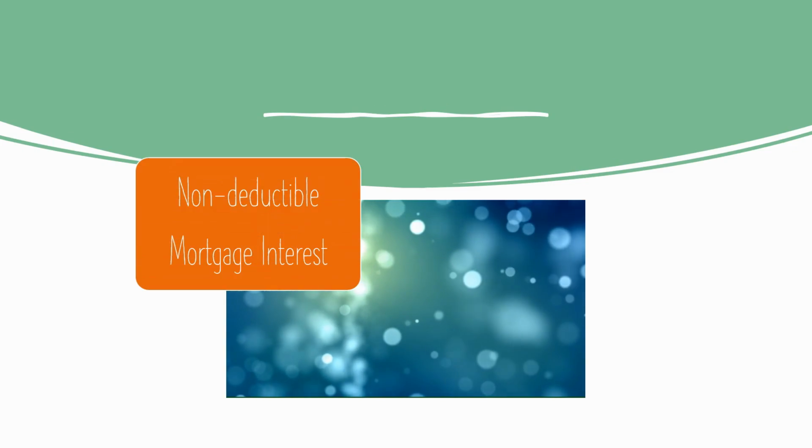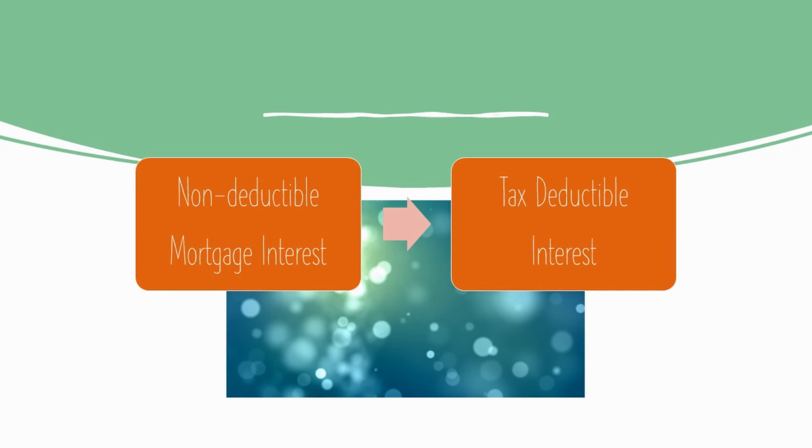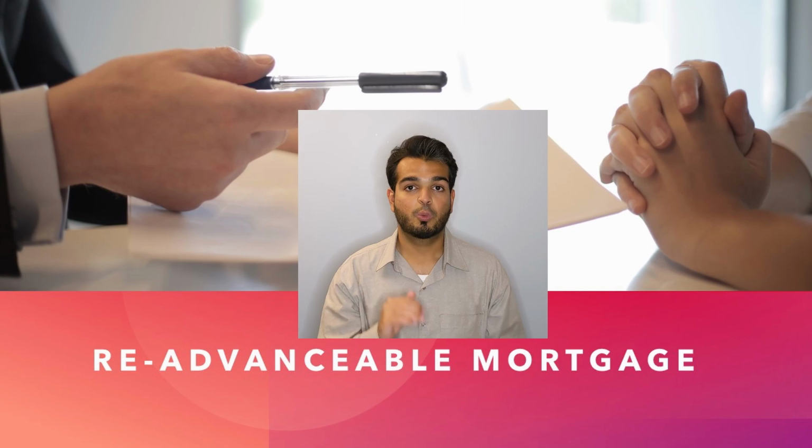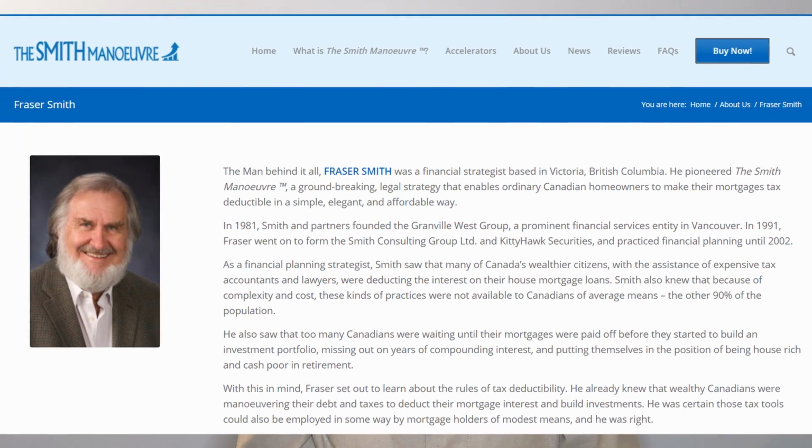As a financial planning strategy, the Smith Maneuver allows you to convert the interest you would pay as a homeowner on your mortgage into tax-deductible interest. For the Smith Maneuver, you as a borrower need to obtain a re-advanceable mortgage, which is slightly different than a traditional mortgage. This strategy is named after a financial planner, Fraser Smith, who popularized it back in 2002.